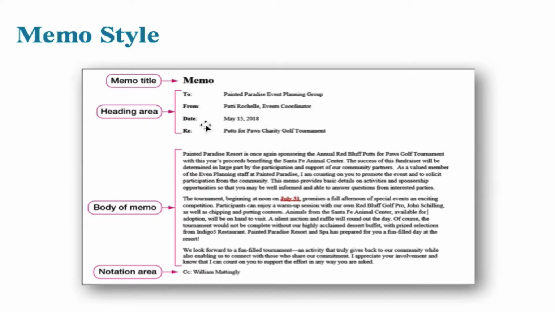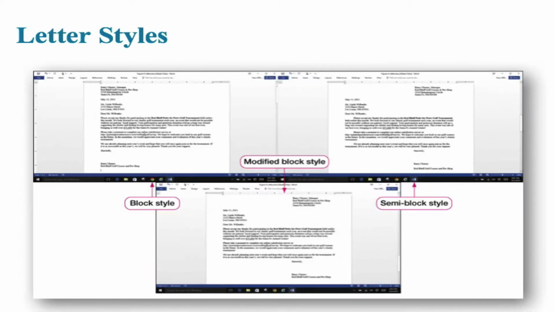The heading area is who is it to, who is it from, what's the date, and what's the reply, what's the topic. Down here is your body, which is nice. This is what I expect when you do a summary, something similar to this. And then your notation area is, CC, shows who also will be included. Now we will do documents like this that allows us to edit it and so forth.